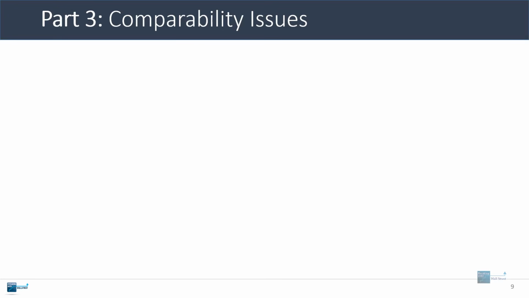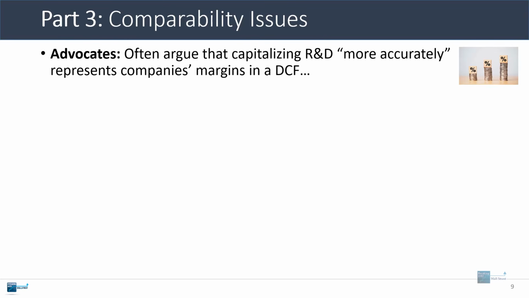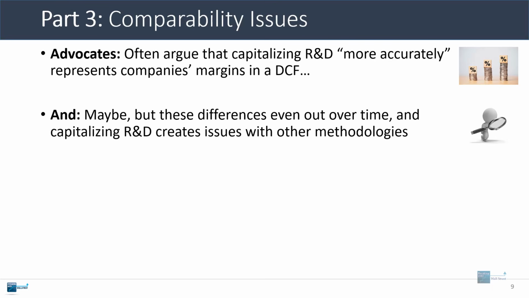Let's go into part 3 and talk more specifically about some of these comparability issues as well. So people who argue that you should capitalize R&D and make this adjustment will often say that it more accurately represents companies' margins in a DCF, and that they shouldn't really be penalized in the current period for spending money on R&D because it's going to be useful for the long term and their margins should actually be a little bit higher. Our response would be maybe, but these differences do tend to even out over time, and capitalizing R&D creates issues with some other valuation methodologies.